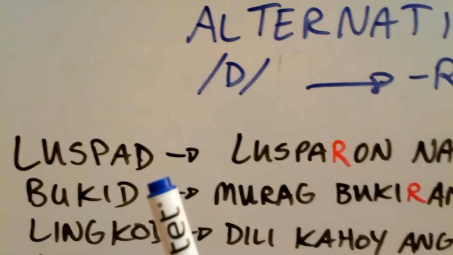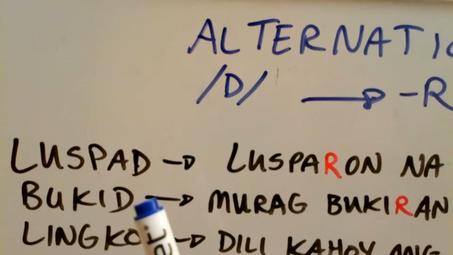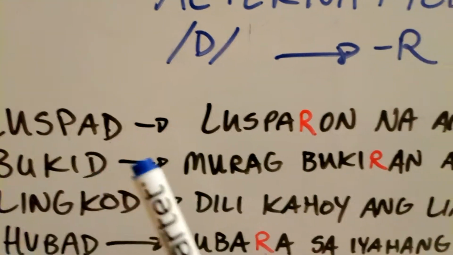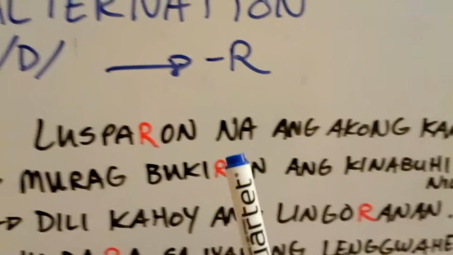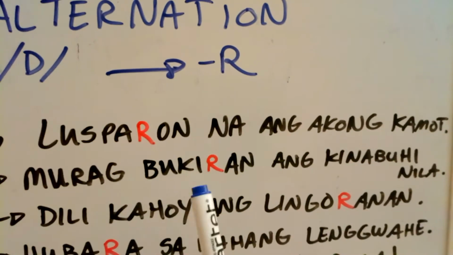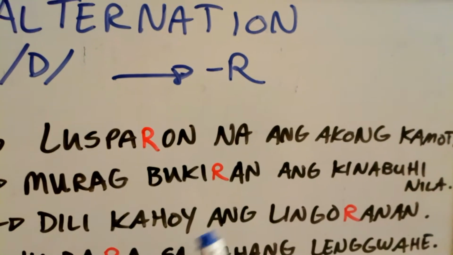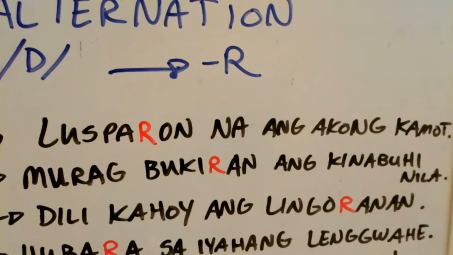First example, luspad. Luspad meaning to be pale. So, lusparo na ang akong kamot. Lusparo na ang akong kamot means my hand is now pale, or like my hand is getting pale now.